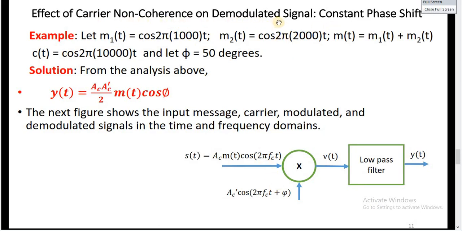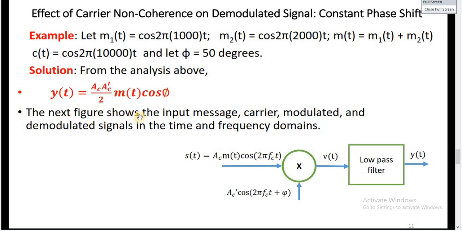So the effect of carrier non-coherence on the modulated signal for the case of constant phase shift. Example, let m1 of t equal cosine 2 pi 1000 t, m2 of t equal cosine 2 pi 2000 t, and the total signal, the message signal, is the sum of these two harmonic terms, m1 of t plus m2 of t. We use a carrier with frequency 10 kilohertz, C of t equal cosine 2 pi 10,000 t, and let phi equal 50 degrees. From the analysis above, we have y of t equal AC prime over 2 m of t cosine phi.